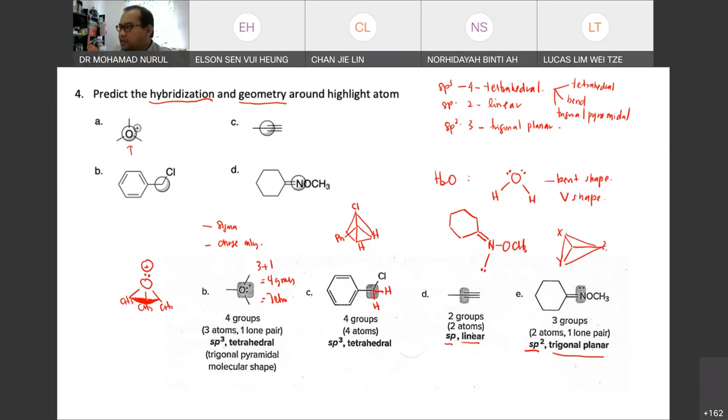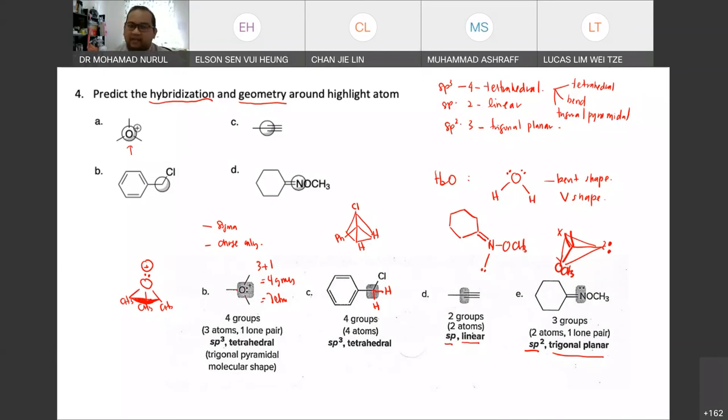For example, imagine this one is a lone pair. This one is a double bond. This one is a single bond. Because if it's trigonal planar, it should be 120 degrees from each other, right? Yes, from each pair. But if it's a lone pair, it should have a stronger repulsive force, therefore it's less than 120. You have to understand a double bond is a stronger bond than a single bond. And again, why is a double bond stronger than a single bond? Because it involves another pi bond.